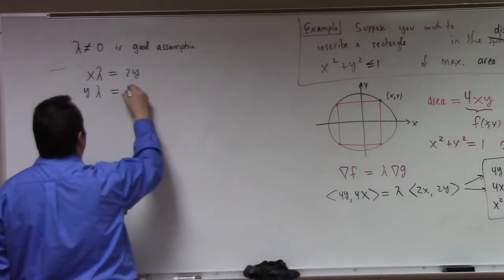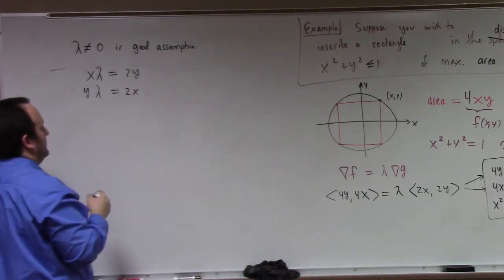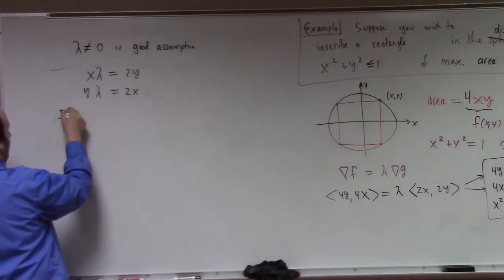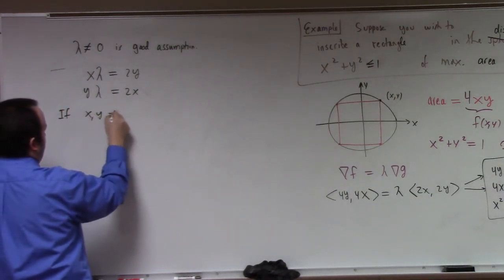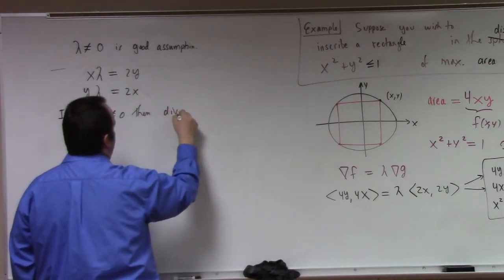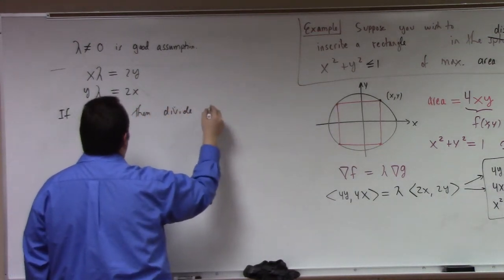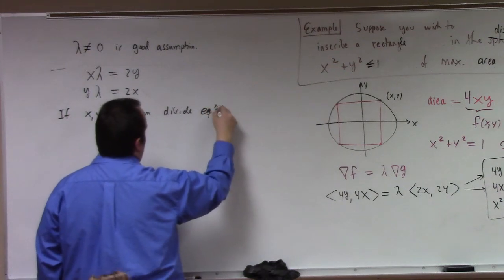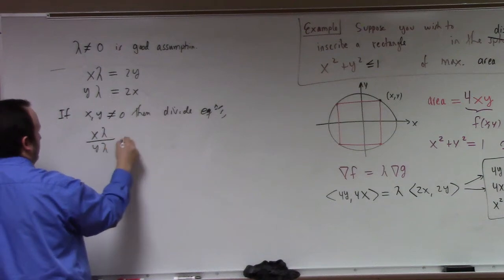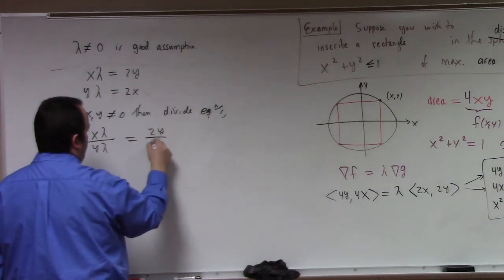Two x, yeah? How about this? If xy is not equal to 0, then we can divide the equations above. And that will tell us that x lambda over y lambda equals 2y over 2x, which would tell us what?